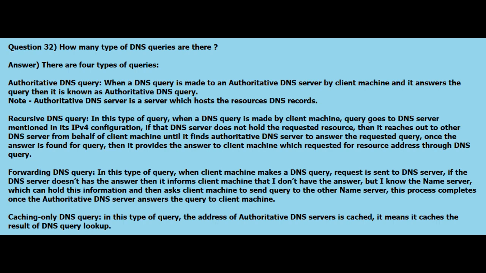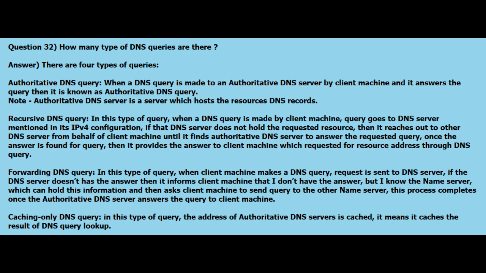Recursive DNS query. In this type of query, when a DNS query is made by a client machine, the query goes to the DNS server mentioned in its IPv4 configuration. If that DNS server does not hold the requested resource, then it reaches out to other DNS servers on behalf of the client machine until it finds an authoritative DNS server to answer the requested query. Once the answer is found for the query, it provides the answer to the client machine which requested the resource address through DNS query.